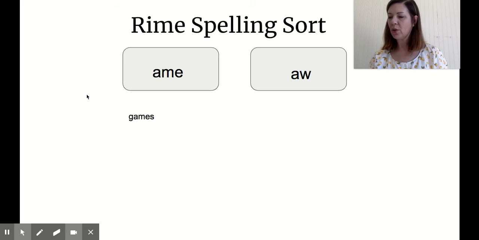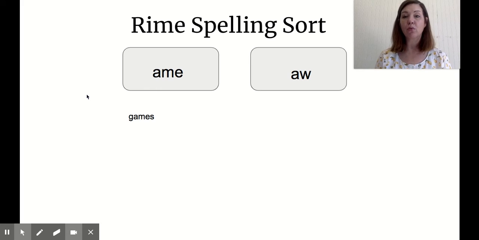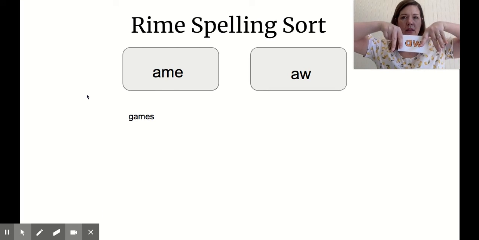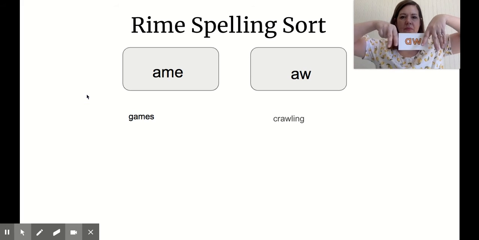Now let's write the word crawling. The baby was crawling across the floor. So it has the aw chunk. Go ahead and write, you have that first part, magic rhyme, and then crawl. You're going to add the first ending and then the second ending. I'm having trouble with my fingers here. Crawling. And when you're finished, you can check it.